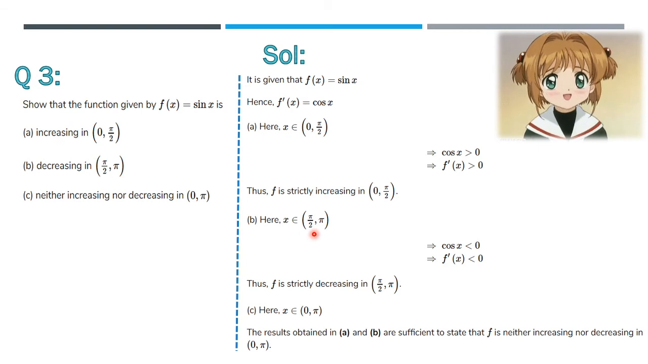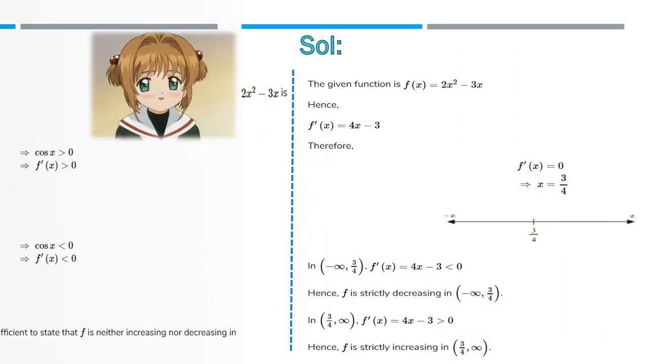Now let's move on to pi by 2 to pi, which means second quadrant. What is the value of cos in the second quadrant? We know in the second quadrant only sine and cosec are positive, the rest are negative. So it means cos x is negative in this interval. So the derivative is less than 0. It means it is strictly decreasing. Now 0 to pi, students: in part A, we have seen that in the first quadrant it is increasing. In the second part, we have seen that in the second quadrant it is decreasing. So the results obtained in A and B are sufficient to state that the function is neither increasing nor decreasing in 0 to pi.